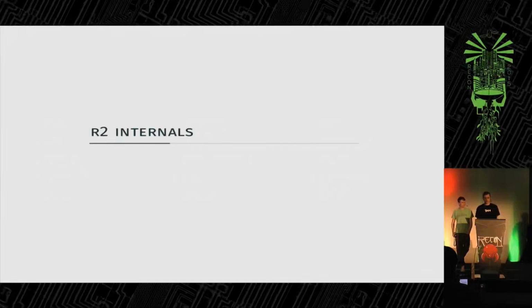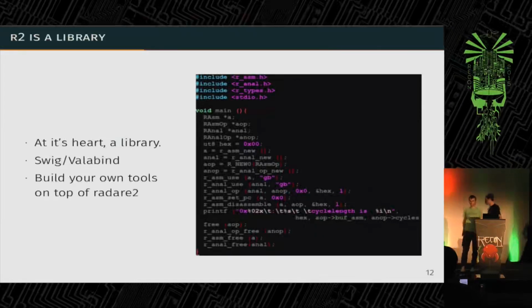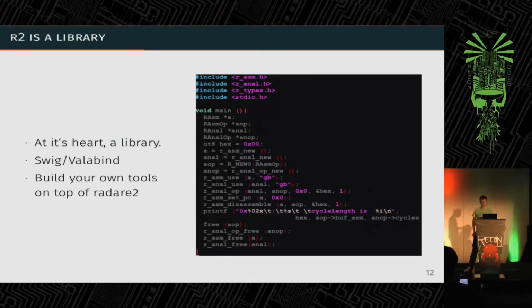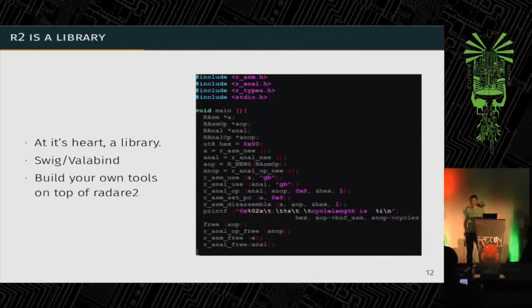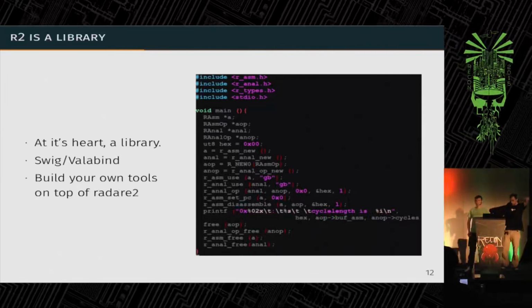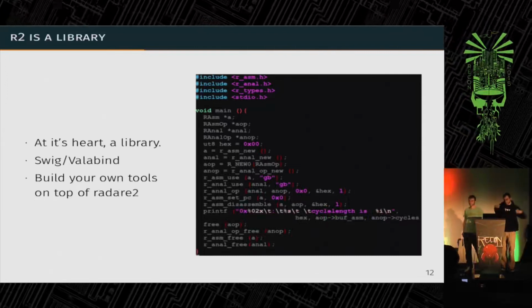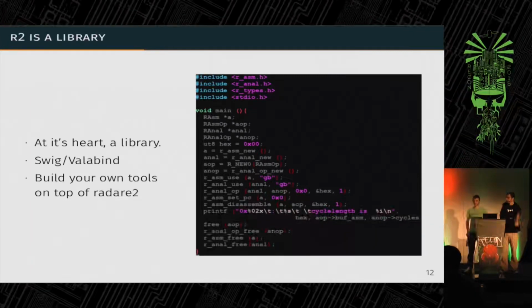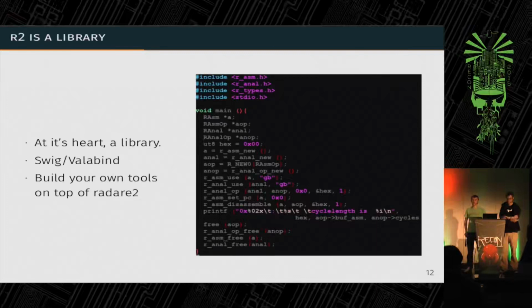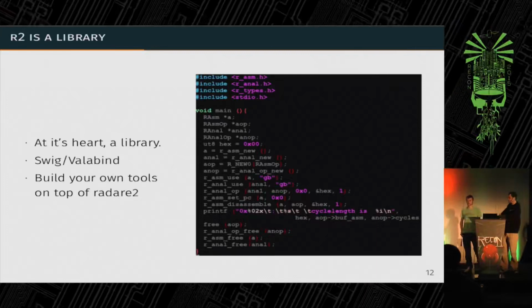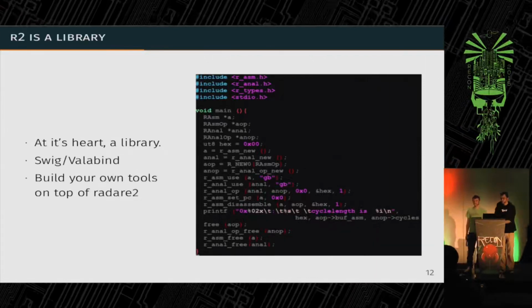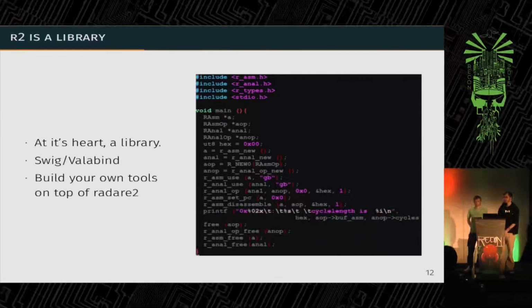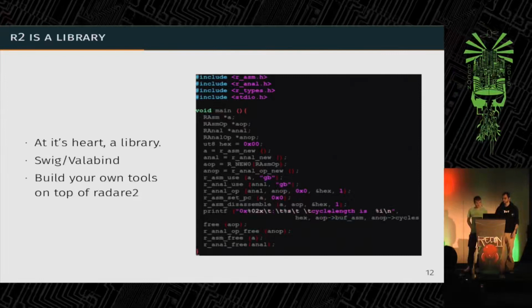More about Radare2 internals. So at its heart, R2 is generally exposing itself as a library. So you can write C, you can write anything and hook into the R2 shared objects. We also have Swig and Valabind, so you can use it directly from Python, Ruby, and a few other languages. So it's generally pretty easy to build your own tools on top of R2. So you can reuse analysis features, disassembler features, things like this.